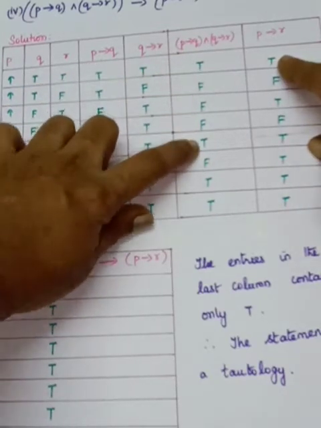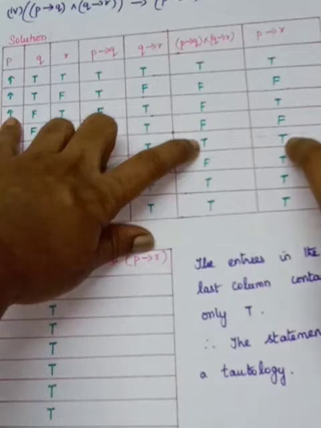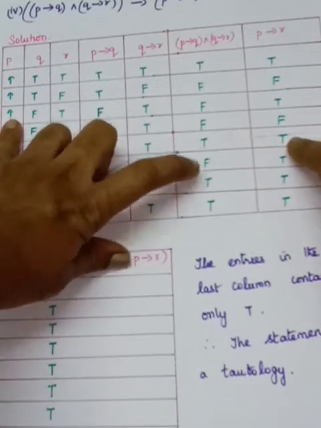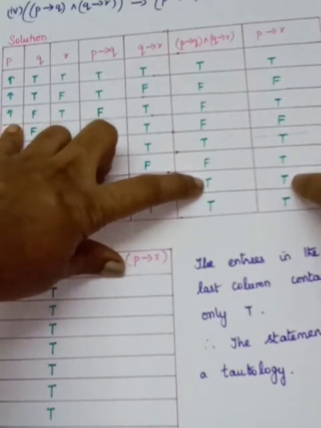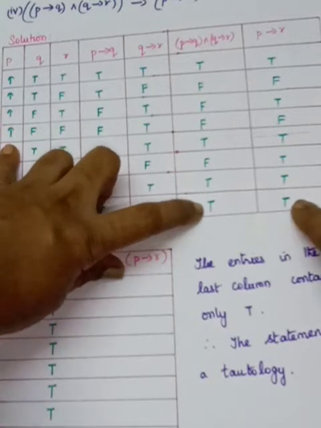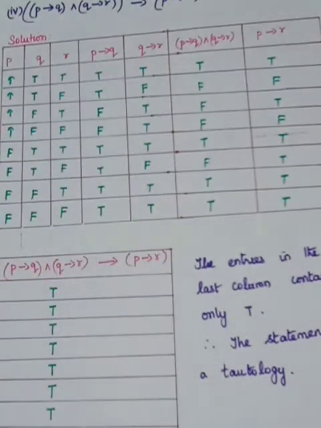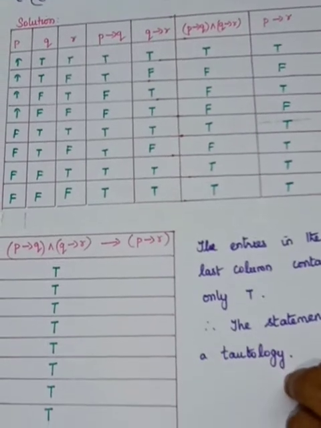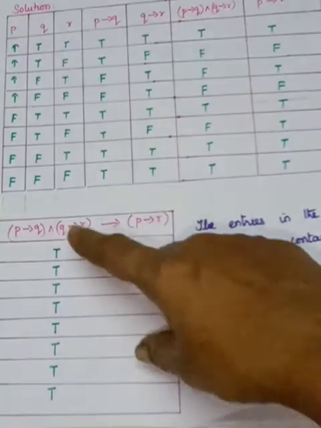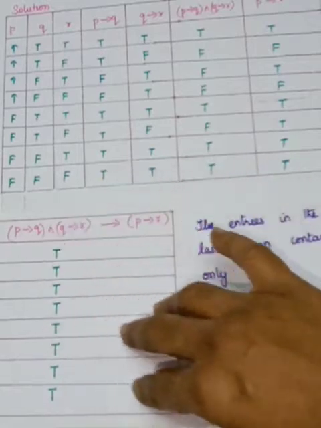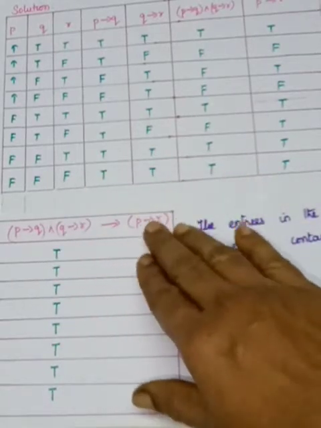Next T here you are having, and here you don't have F. So the next T here also you don't have F, and this also you don't have F. So you need not write false. For all the 8 rows you have to write T. So it is written. So this is the compound statement asked.